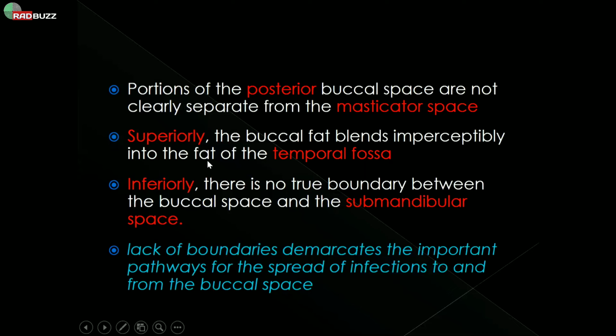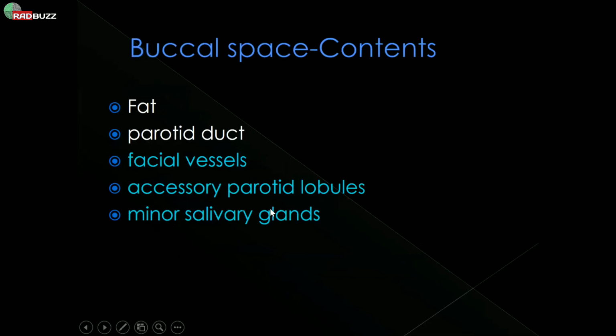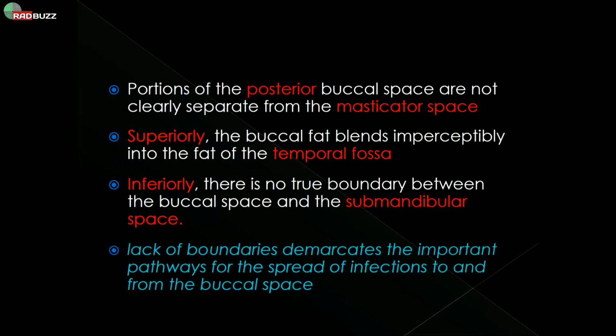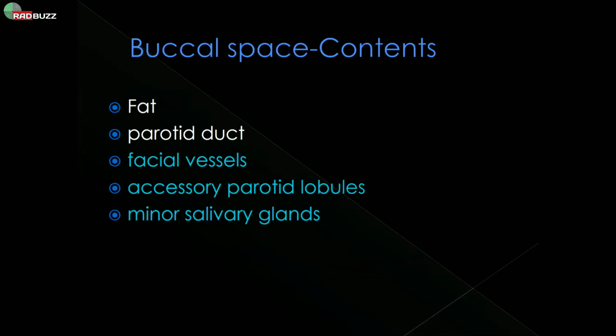Superiorly, there is fat of the temporal fossa, so infratemporal extension is there. Inferiorly, no true boundary between the submandibular space and the buccal space. So basically the buccal space is communicating with all these other spaces. So the lack of boundaries is important, because it's a pathway for spread of infection to and from the buccal space. So if there is involvement of the buccal space, there is involvement of other spaces as well. So that makes it a potentially dangerous space.